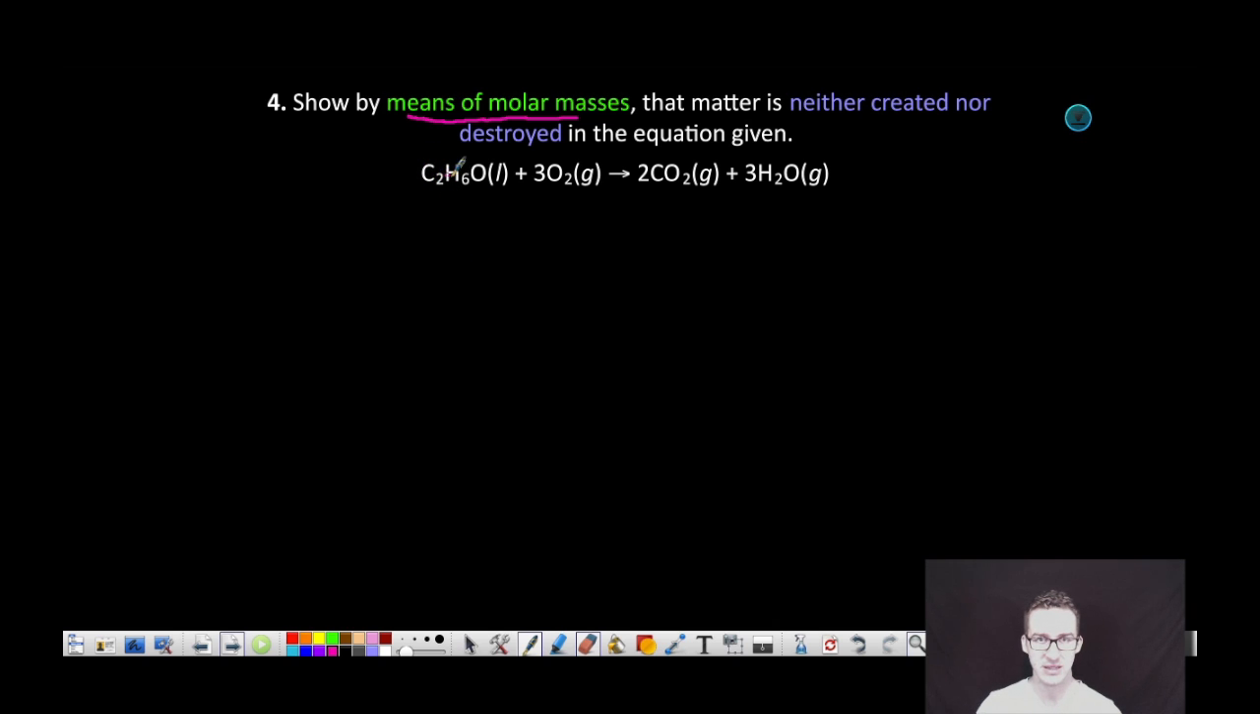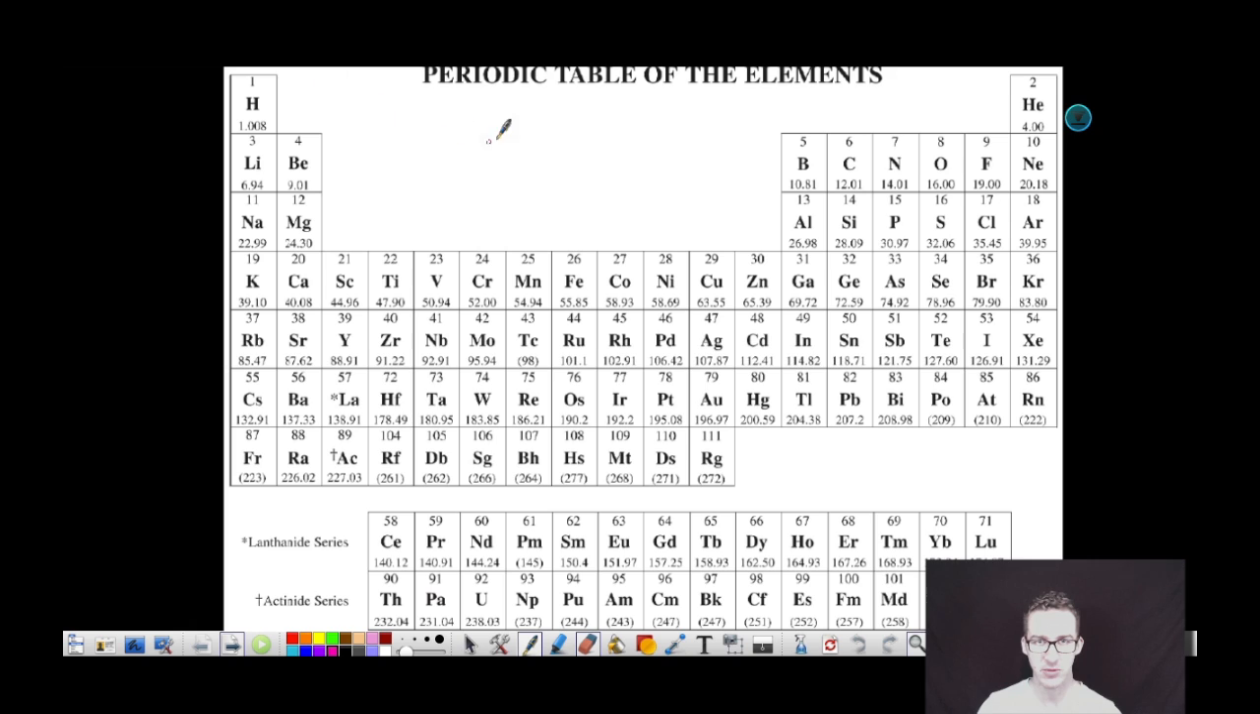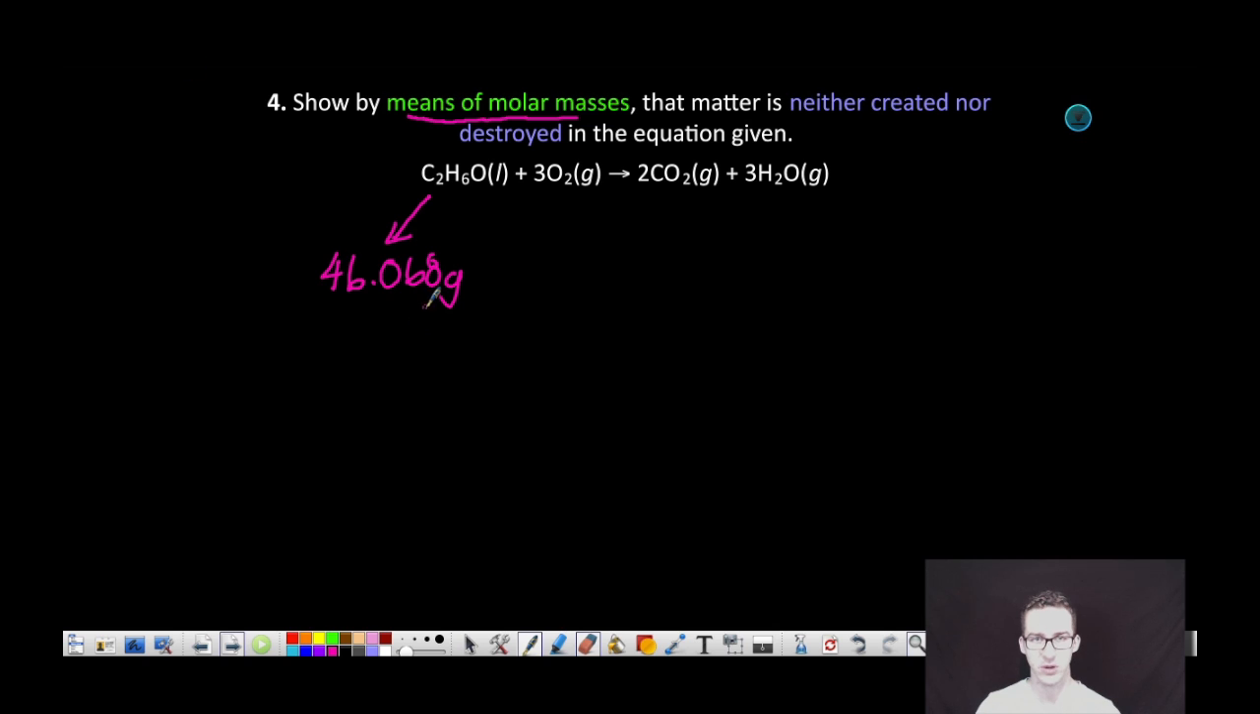So as we take a look at C2H6O, we would get a molar mass here of 46.068 grams. And again, if you're questioning where that number came from, you just want to go to your periodic table. C2H6O is going to come from 2 carbons, 6 hydrogens, and 1 oxygen. Sum those all together to give us 46.068 grams.